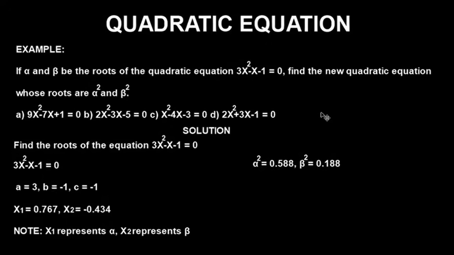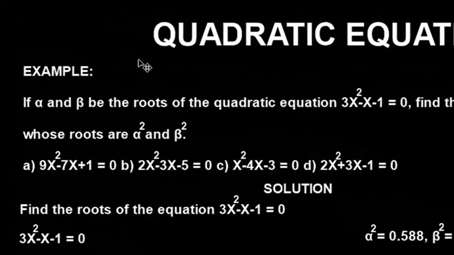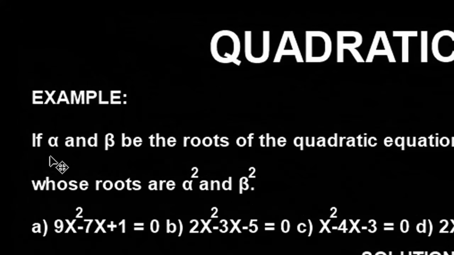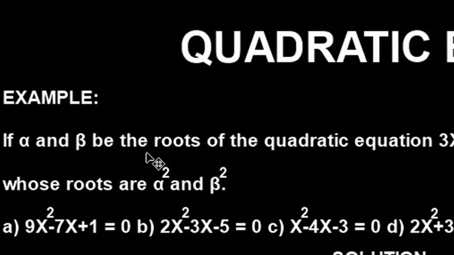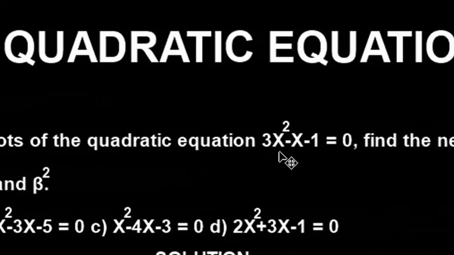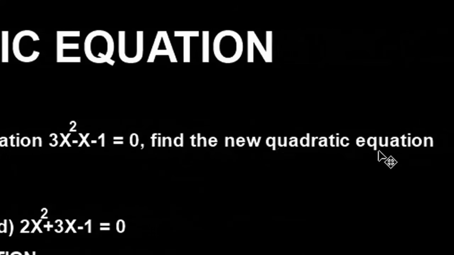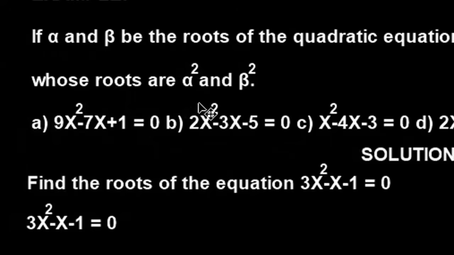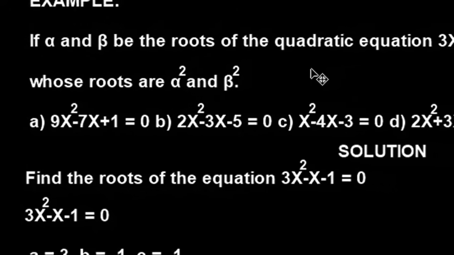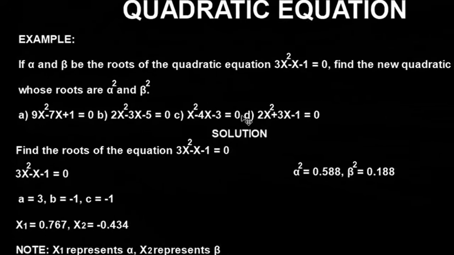Okay, let's begin. Let's look at the example I have here and solve it together. The example says, if alpha and beta are the roots of the quadratic equation 3x squared minus x minus 1 equals 0, find a new quadratic equation whose roots are alpha squared and beta squared. And these are our options.